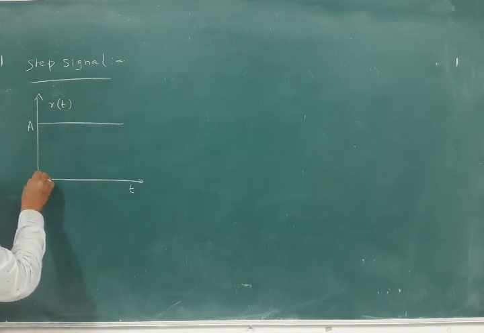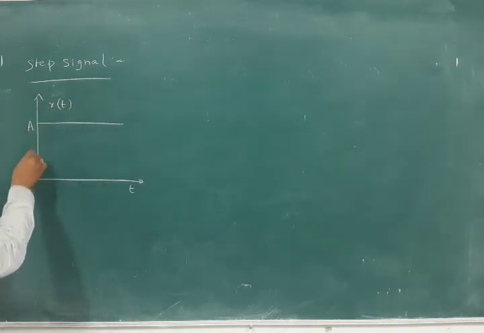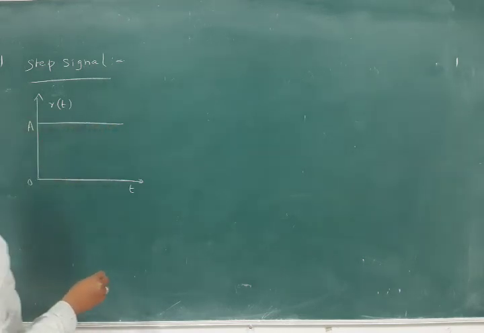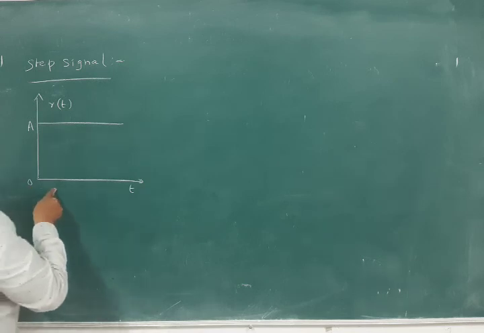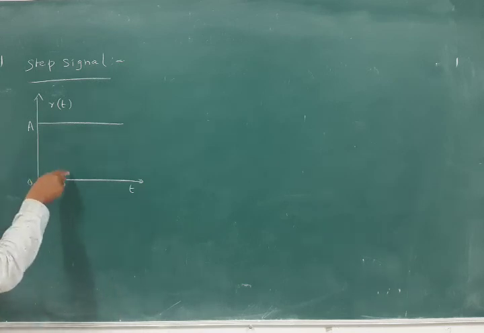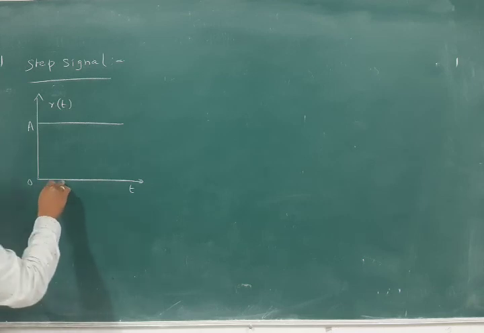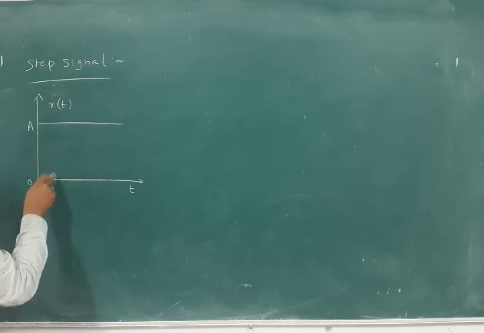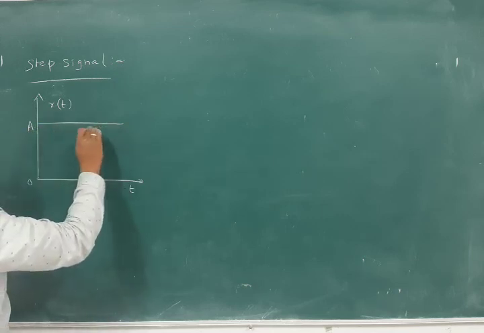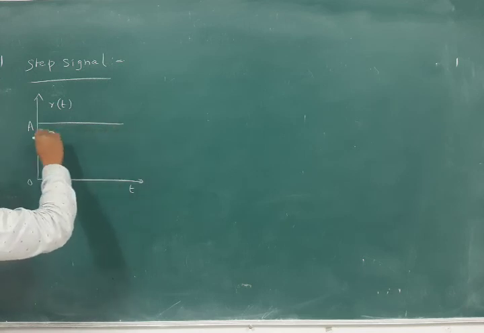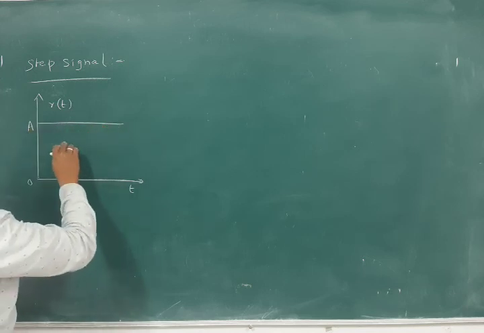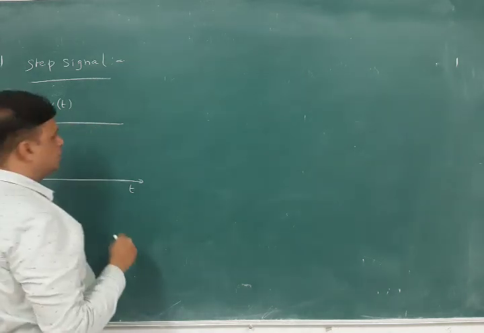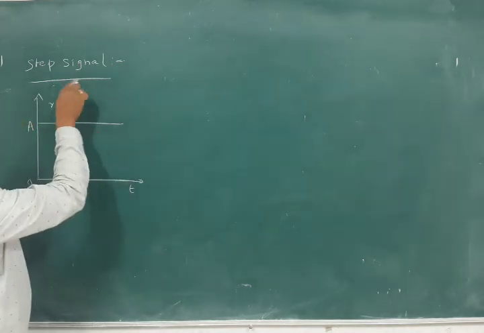So from the origin, the signal goes from 0 to this position A, at t greater than or equal to 0. What we say here is that a step signal is a signal whose value rises from 0 to a certain level A in zero time and remains constant for t greater than or equal to 0. Since it remains constant, it resembles a steady state input to the system. So we will call it a step signal.